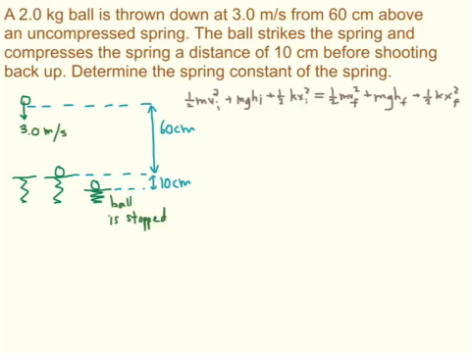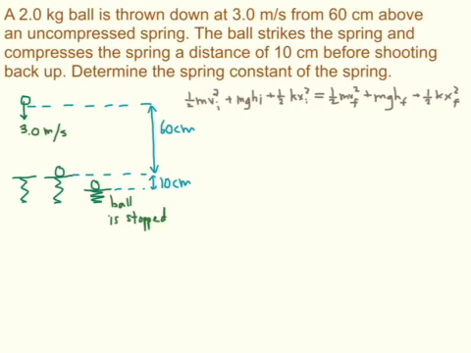Alright, so here's the picture. You've got a ball here, and the ball is being thrown down at 3 meters per second. This is a spring, it's vertical, and it's uncompressed. Then the ball speeds up as it goes down, it hits the spring, and because it's moving, it compresses that spring. But the ball can only compress the spring so far. Once the ball reaches this point, 10 centimeters of compression, the ball has stopped, and it's about to go flying back up in the air. And we have to figure out what is the spring constant of the spring.